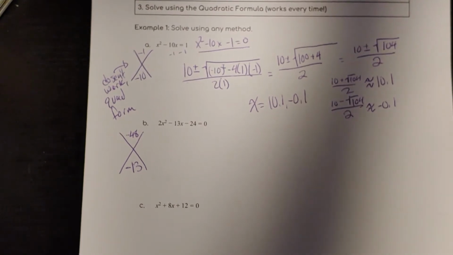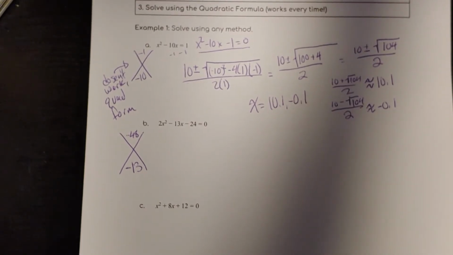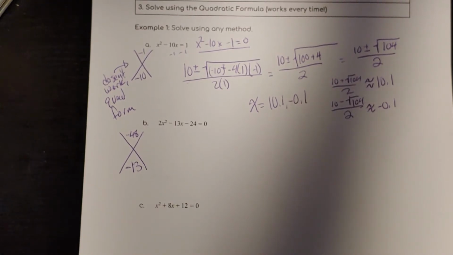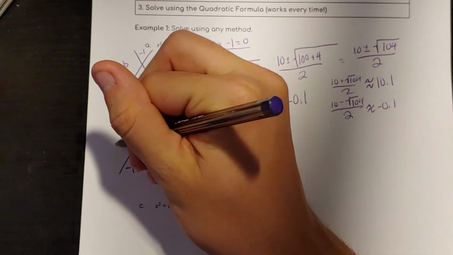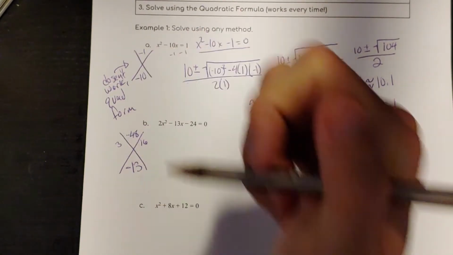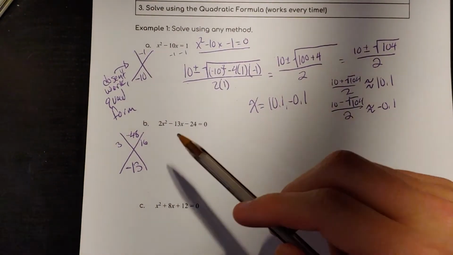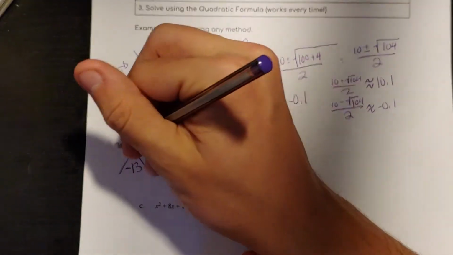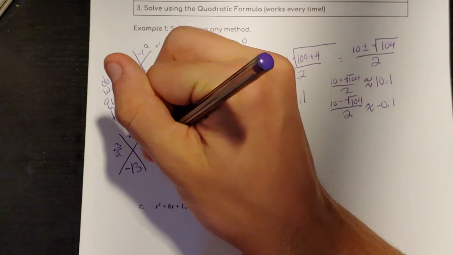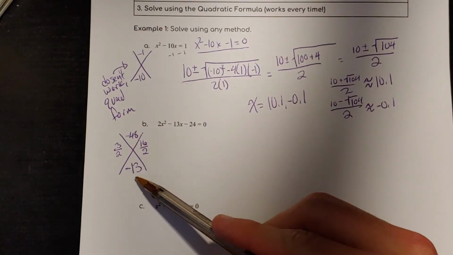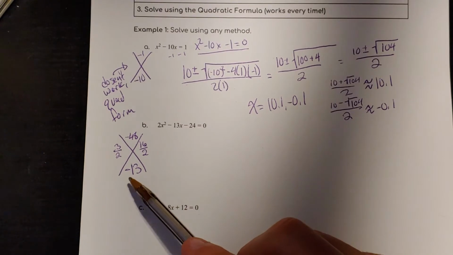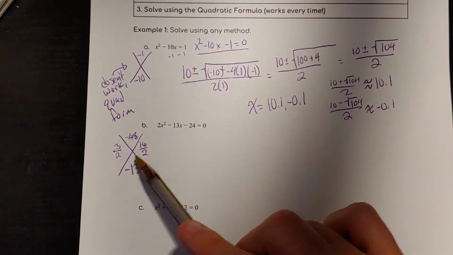So 1 and 48, nope. 2 and 24, nope. 3 and 16, yep, those work. So 3 and 16, okay, those are our options. And then remember, we need to divide by the 2 in front for both our answers. I also want to remember that we need to add to negative 13.